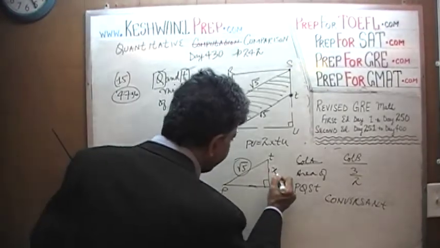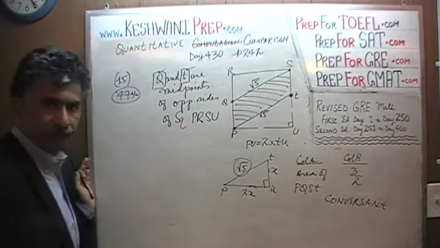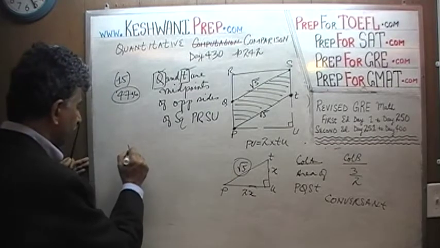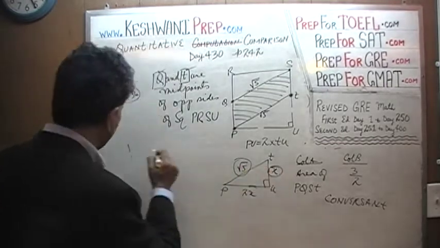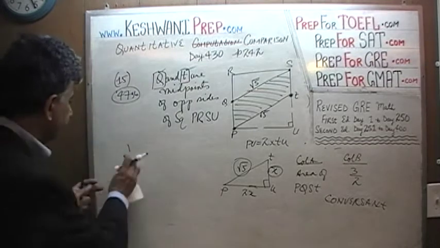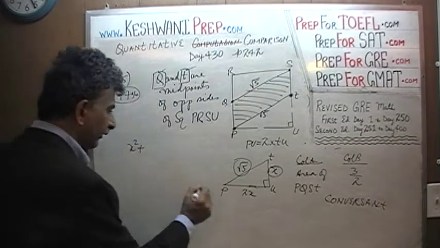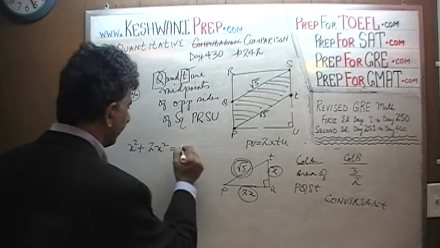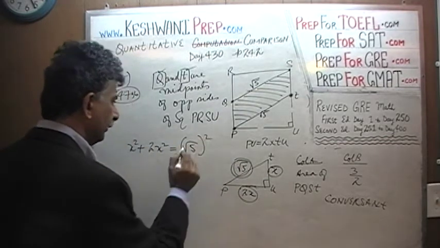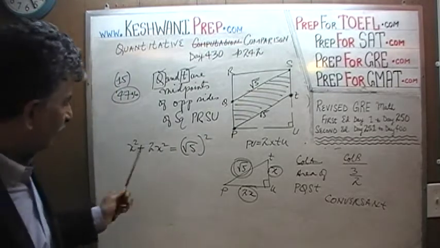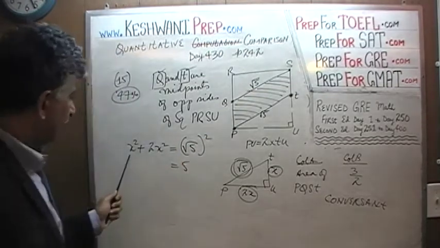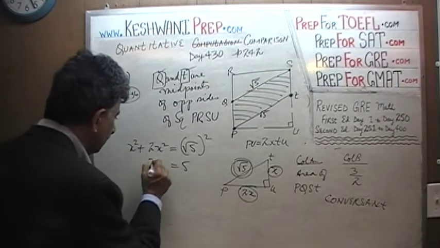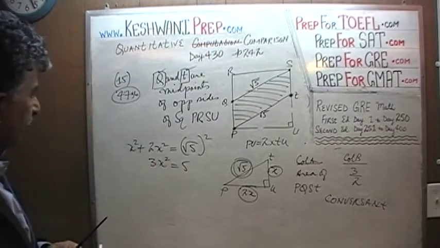So let's pretend that this side is x and this side is 2x, because it's twice as long. Now we know that the square of the hypotenuse, a squared plus b squared, which is x squared plus 2x squared, has to equal c squared. C squared is this. Are you with me? The square of root 5 is just 5. And then x squared plus 2x squared is 3x squared.